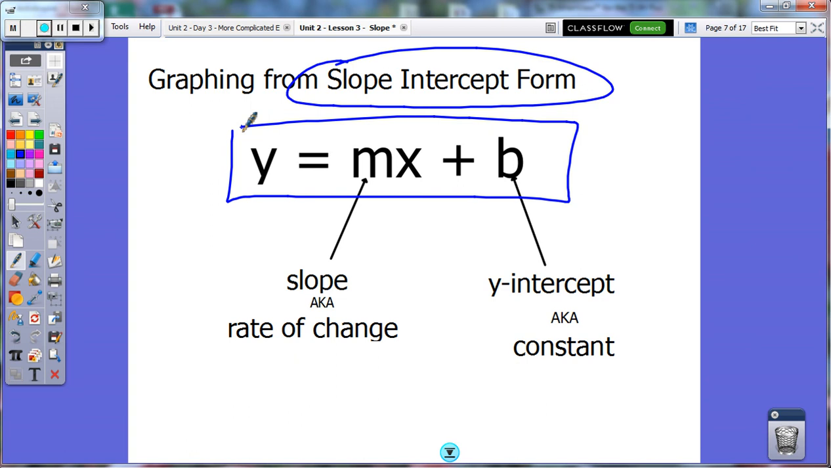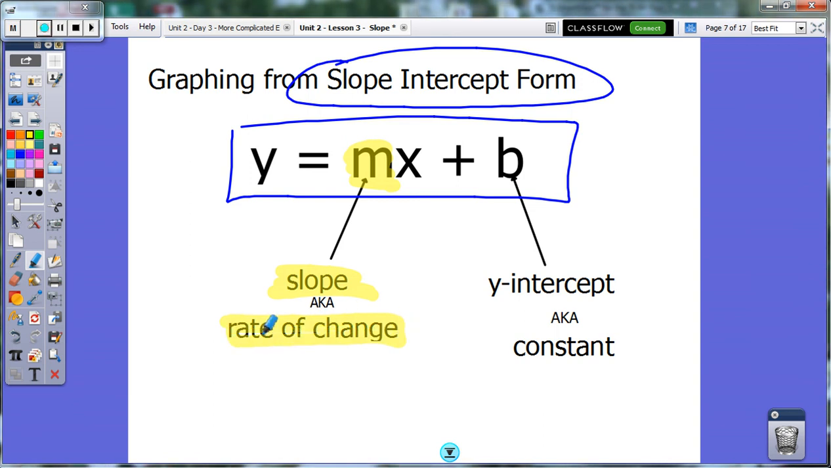Now, this shouldn't be a secret. You guys, this should be very much a review. You learned last year, and some of you even told me earlier this year, that the m, the number sitting in front of the x, is known as the slope. Guys, it's also known as the rate of change, and we're going to get into that in the next day or two. But today you need to realize that the slope is that m value.